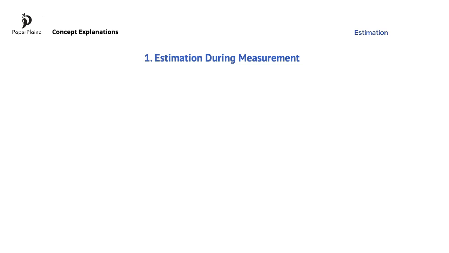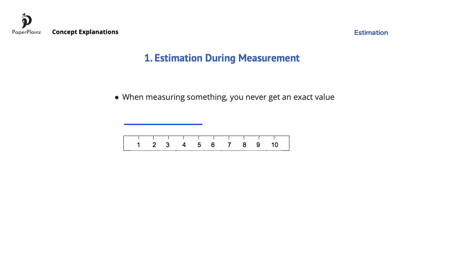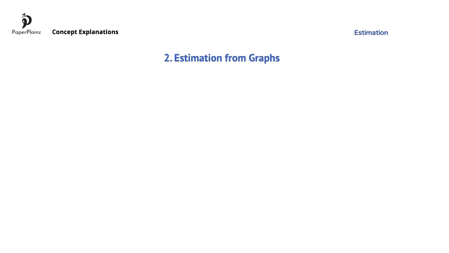When you measure something and read your measuring instrument, you never actually get an exact value. Let's say we are measuring the length of this line using a ruler. When writing down the measured value, we will need to use estimation. Looking at the ruler, I would say that the length of this line is approximately 5.3 centimeters, assuming that the ruler is in centimeters. Of course, your estimation might be slightly different, which is what often happens when we estimate something. In some cases, you might have to make an estimation based on a graph.